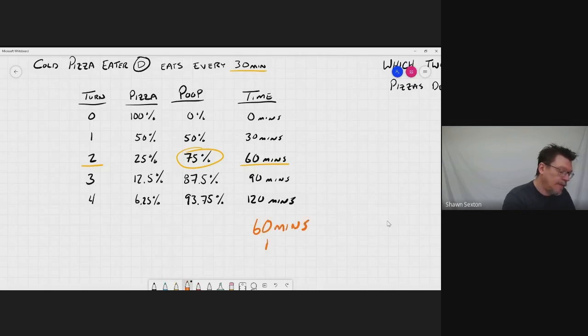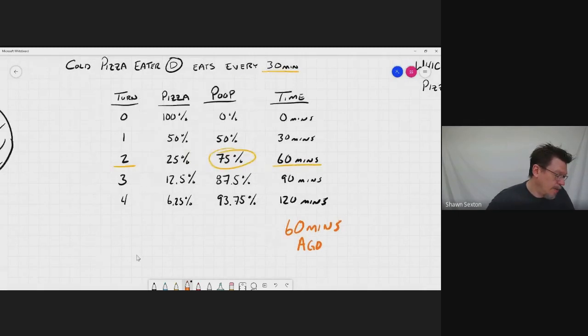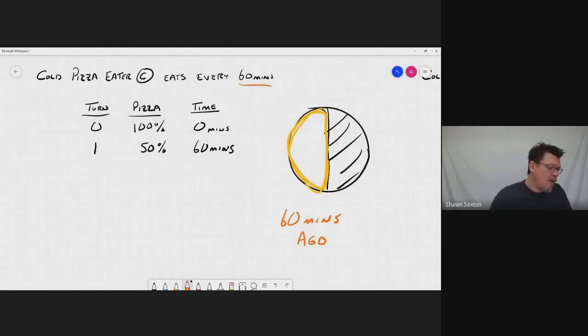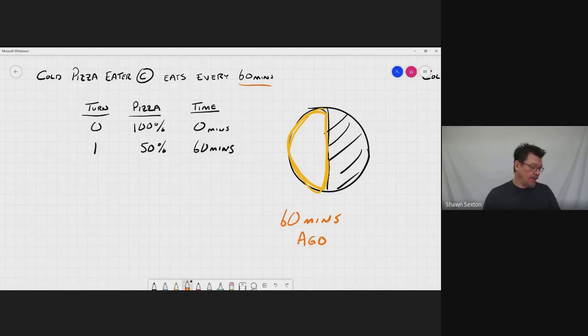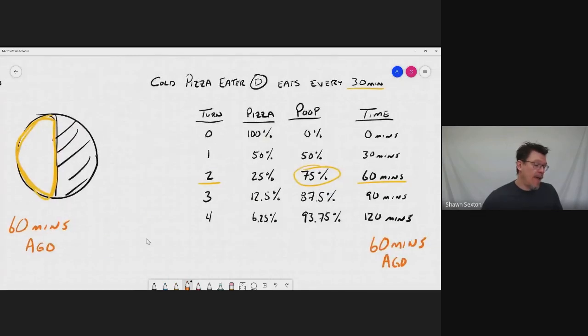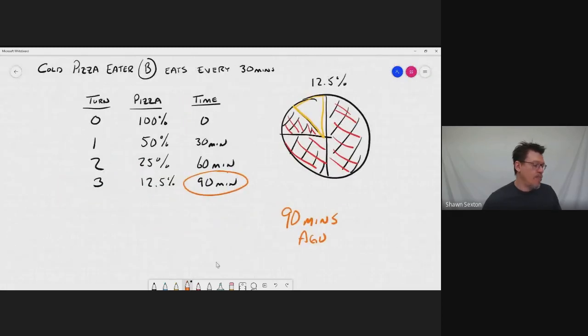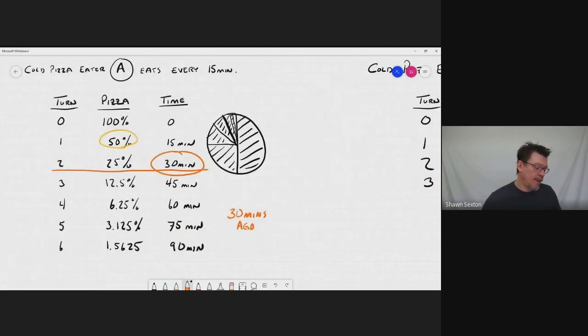All right, let's see who else got their pizza, or what time else they got their pizza at. Pizza Eater C also got their pizza at 60 minutes ago. Now, what's important to recognize here is that even though they got their pizza at the same time, they took a different number of turns because they eat at different intervals. They eat at different times. So Pizza Eater C only got one turn. Pizza Eater D had 2 turns because he eats more frequently. Pizza Eater B got their pizza 90 minutes ago, and Pizza Eater A got their pizza 30 minutes ago.